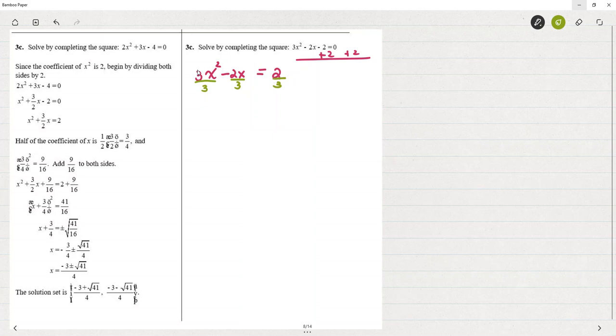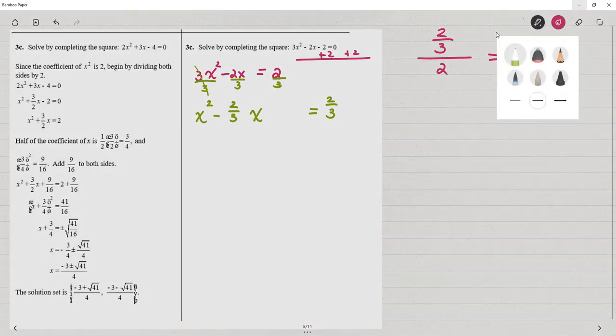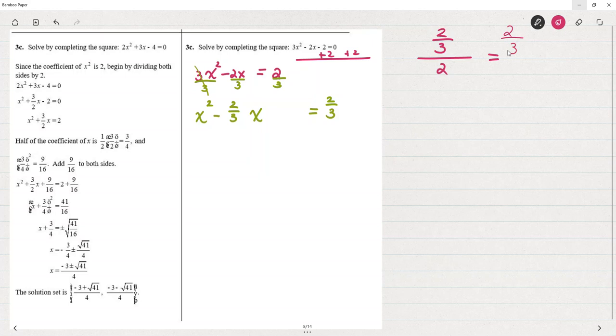What I'm going to do is then see that this 3 over 3 leaves me with an x squared, and then this x term is a 2/3 x equals 2/3. It's okay to have fractions in there. Don't panic about that. When I cut that 2/3 in half, so it's like saying divided by 2. That's the same thing as saying 2/3 divided by 2, right? So it's really what I'm doing is 2/3 times a half.